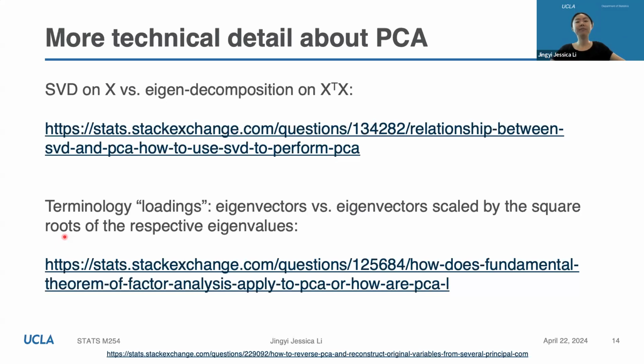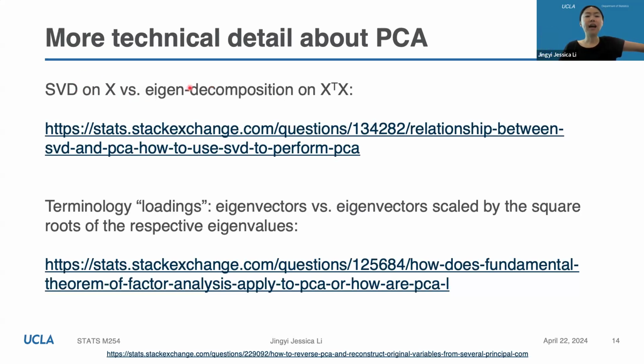One is that there are two ways to do PCA. One is, as we said, eigen decomposition of X transpose X, or SVD on X. They will both give you the loadings and eigenvalues, but they are not exactly equivalent. For example, SVD will give you singular values. Eigen decomposition will give you eigenvalues. There's a relationship, but they're not equal values.